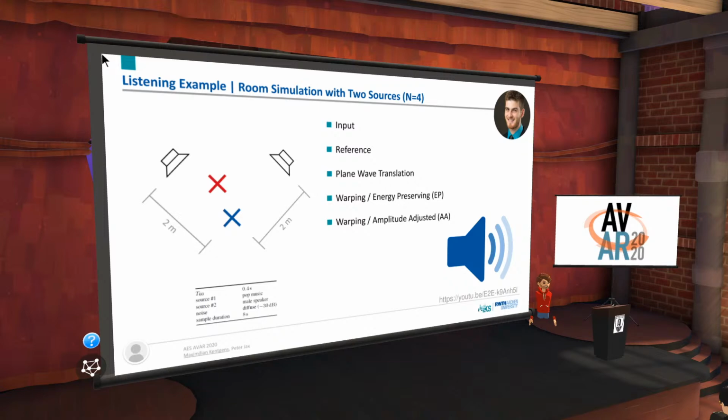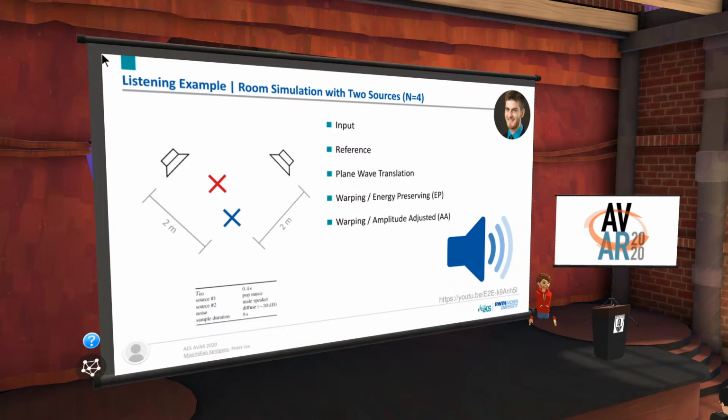So we have two sources. It's pop music and a male speaker from two different directions. We have the recording at the blue cross. It's the input signal, and we have the reference at the red cross. And then we listen to the plane wave translation method, the warping with energy preservation, and the second flavor, the amplitude adjusted variant.